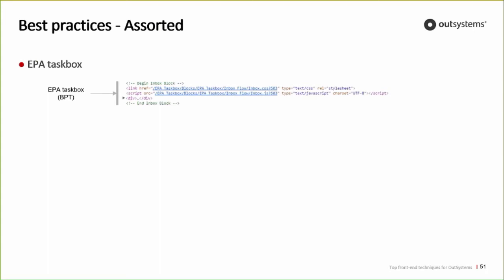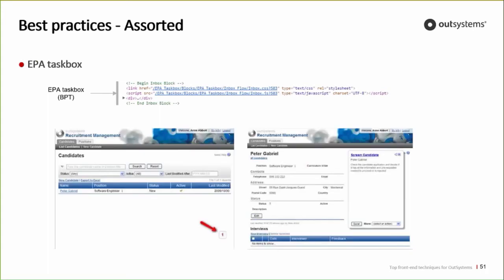For those of you who don't know what the EPA task box is, it's that element that shows on the applications that are connected to users that are using BPT. So the OutSystems Platform has a feature called BPT, which is Business Process Technology, and it enables us to modularize a process and to make sure that a specific person is assigned to a specific task and that they will complete it, and that when performing this task, they will be redirected to this screen.